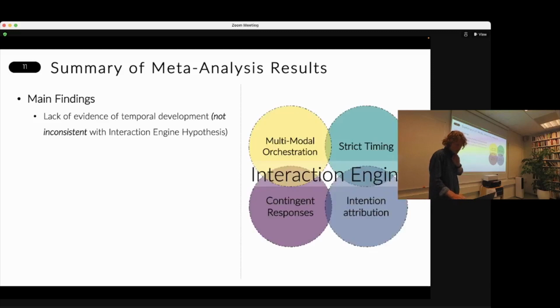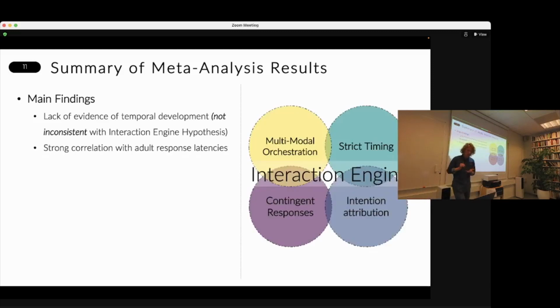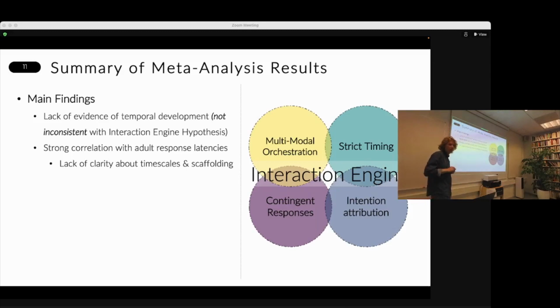Okay, yes, there it is. What we did find to be quite robust was a strong correlation with adult response latencies across all of these studies and also across all of the distinct populations. But because we are relying on aggregate data, right, we're relying on reported data from other studies and extracting only the relevant data from those studies, then we don't really know about the timescales of this correlation between adult and infant response latencies. We don't know whether it's turn by turn that the infant and caregiver are adapting to each other, or what's going on, whether it's more of a longitudinal timescale.